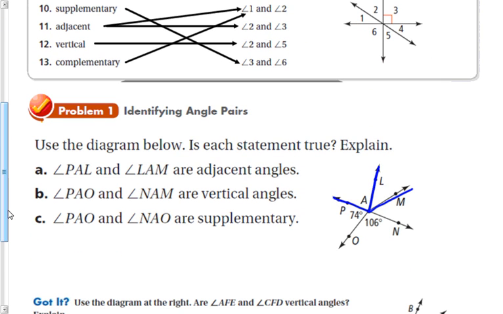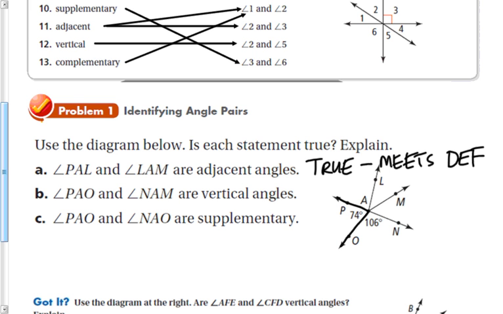So they have a common side, that's ray AL, they have a common vertex A, and they have no common interior points. So what they're saying there is any point inside this angle is not going to be a point inside that angle. All right, so that one is true, because it meets the definition above of adjacent angles.